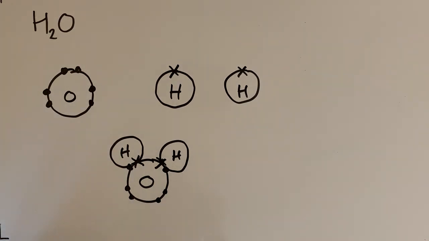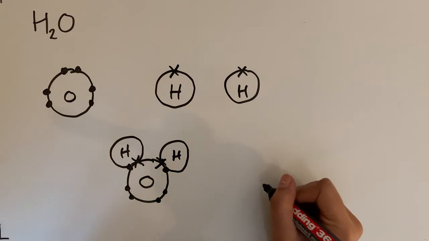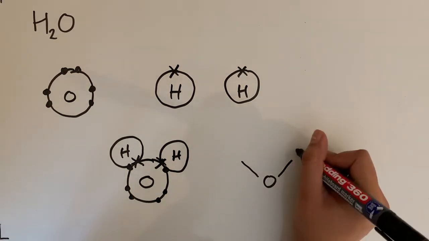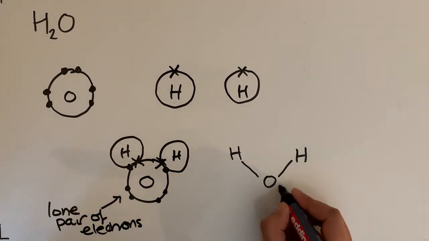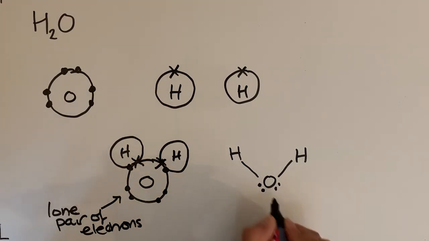If I want to show the displayed formula for this, it is oxygen, 1 bond to that hydrogen, 1 bond to that hydrogen there. We also show the lone pair of electrons here. As you can see, these electrons here are not bonded to anything, so we call these lone pairs of electrons. So this is 1 lone pair, and this one here is another lone pair. When it comes to displayed formula, we should technically show those lone pairs as well. So the oxygen has 1 lone pair there and 1 lone pair here, so it's got 2 lone pairs of electrons.